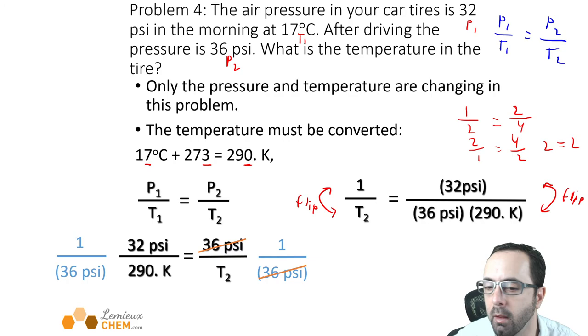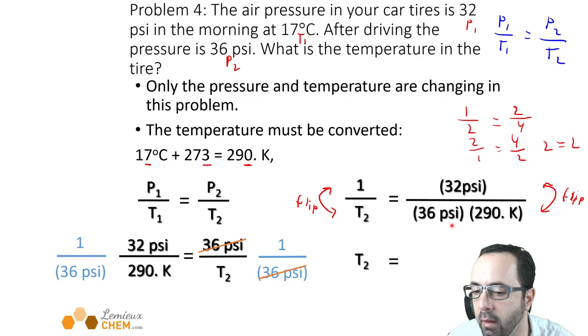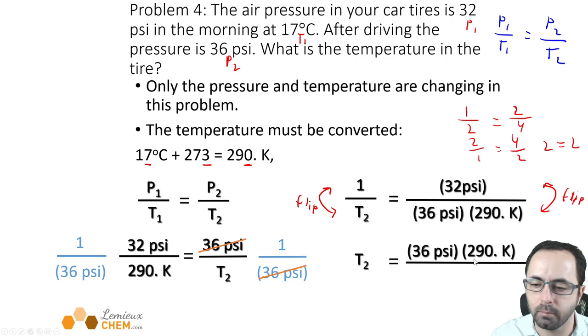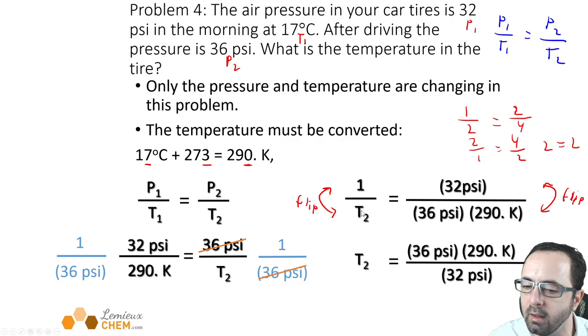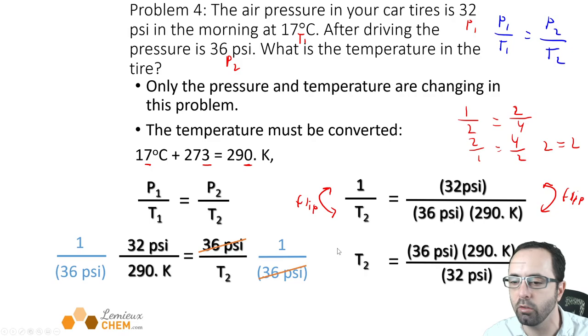We're flipping, so we get T2 over 1, which is just T2, and then this bottom part here is now on the top, 36 PSI over 290 Kelvin, and then on the bottom we have 32 PSI right here. And now we can calculate. So be very careful with the T. Remember that it's on the bottom. So we have to be careful what we do here and make sure that our math is done correctly.